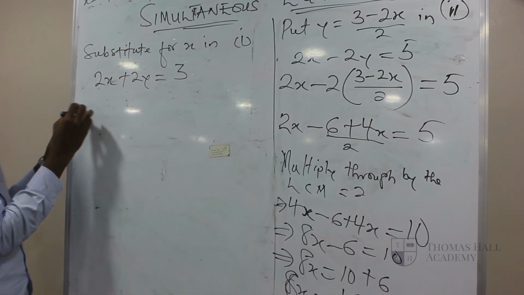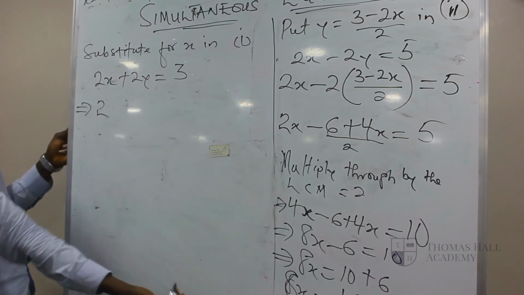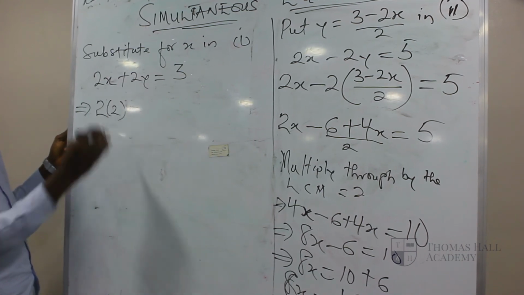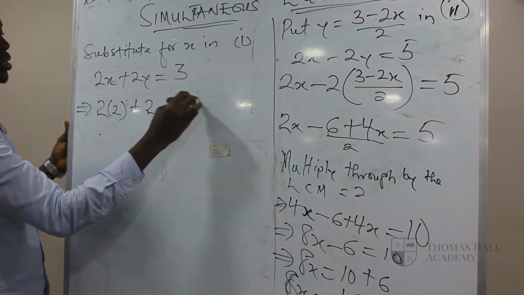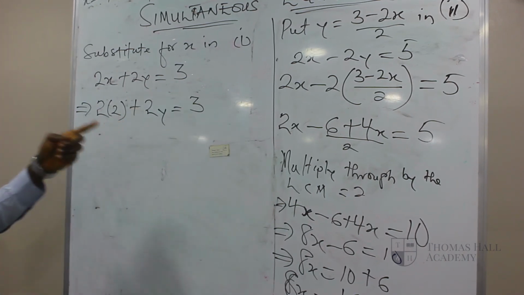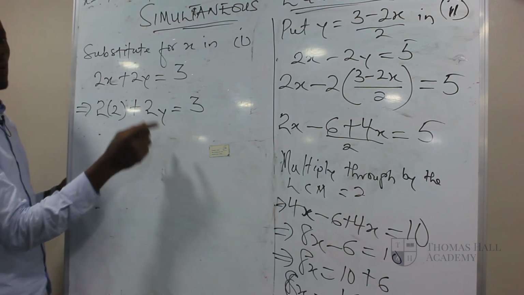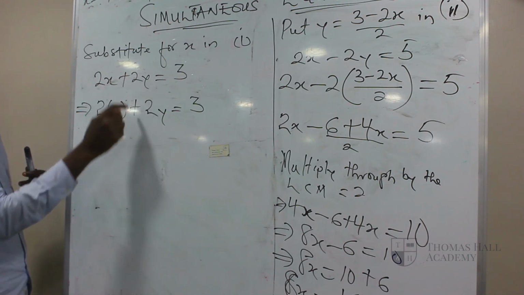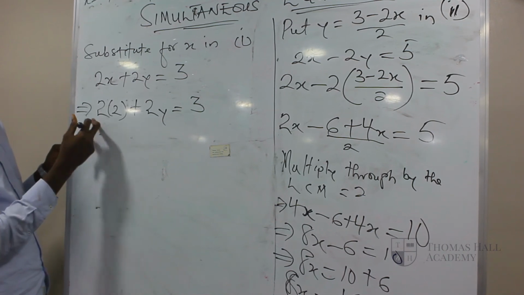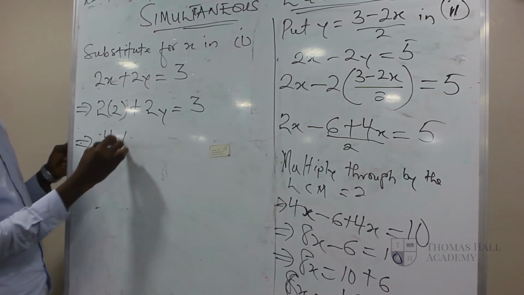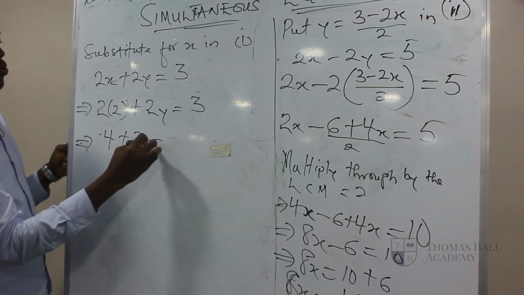So 2x, our x there is 2. 2 plus 2y equals to 3. You don't have to go back to the value of y where we got 3 minus 2x over 2. No. You don't have to go back to that. That is not a specific value for y. We are looking for a specific value for y. So 2x plus 2y equals to 3. Our x now is 2. Then we go again. 2 times 2 gives us 4 plus 2y equals to 3.